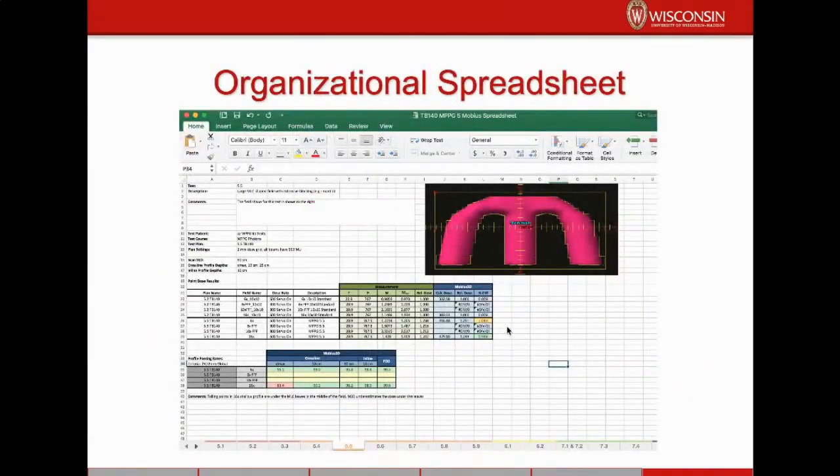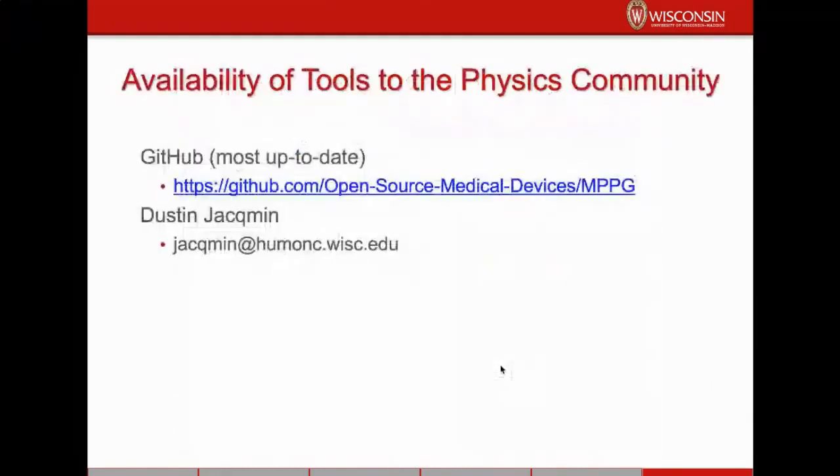We also created a spreadsheet that goes along with it. So each tab is one of the tests, and then within it, there's a description of the test and a table for making point dose measurements, as well as a table for storing information about the gamma analysis that you do on the profiles.